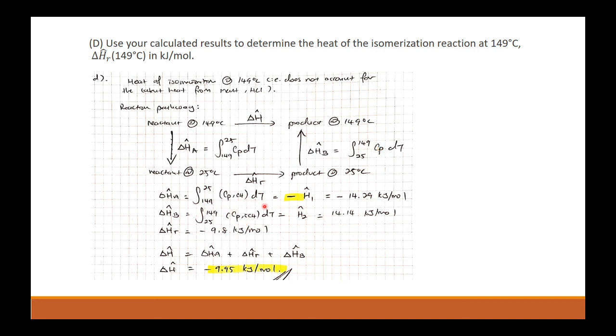We have already determined this from part B. In this case it is a negative value, so we put a negative here, and H2 is a positive value, HR. So we sum all these values together, HA plus HR plus HB, and this gives us the heat of isomerization reaction at 149 degrees Celsius to be negative 9.95 kilojoules per mole.